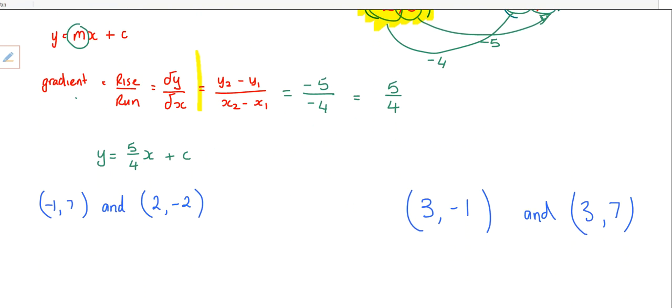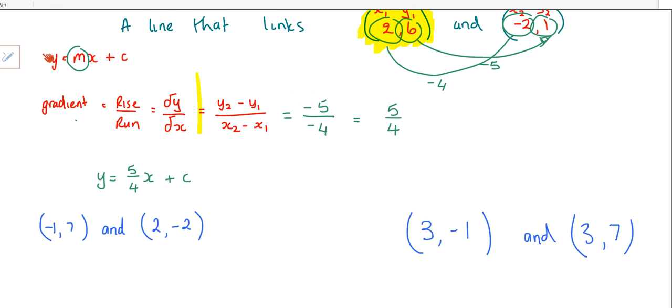Shh, please. Right. So I've got my gradient. I'm going to use that coordinate now to work out the c. So I've got 6 equals 5 over 4 times 2 plus something. Okay? So that would be 6 equals 10 over 4 plus something.